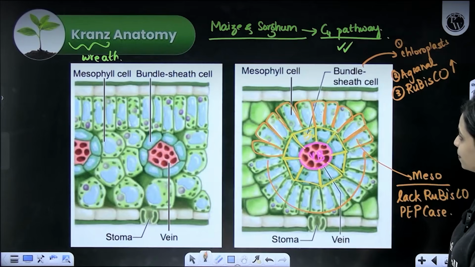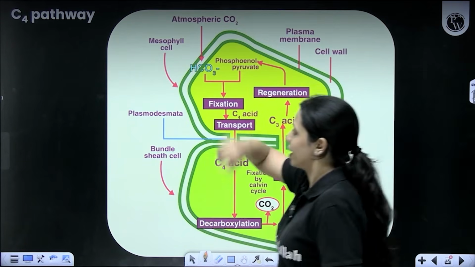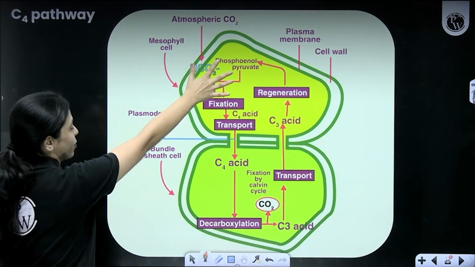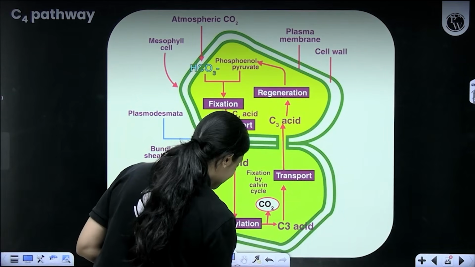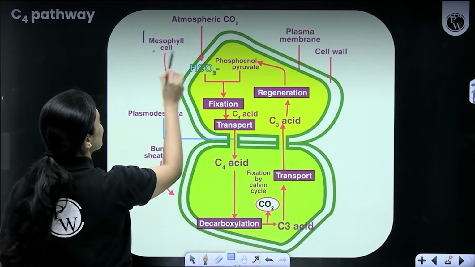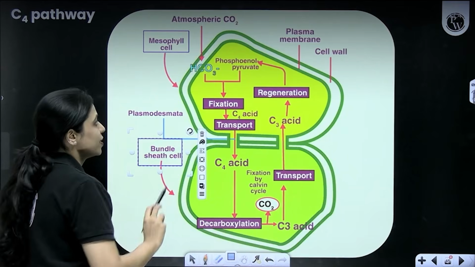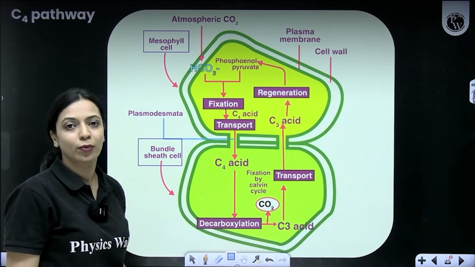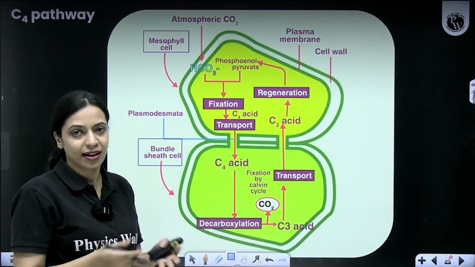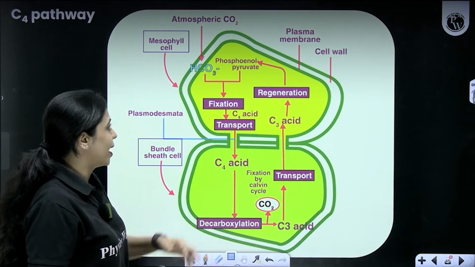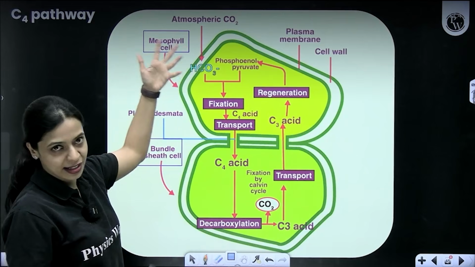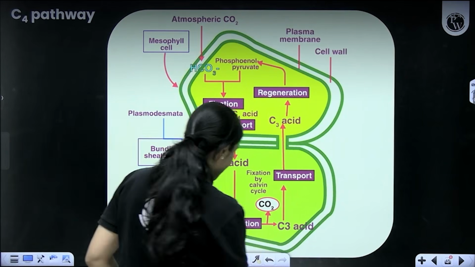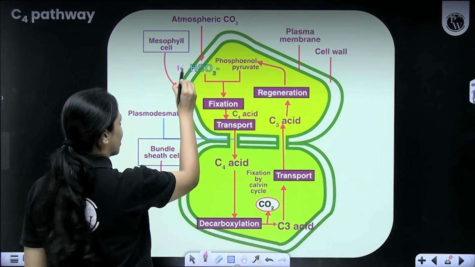So here you can see carbon dioxide present in the atmosphere enters the mesophyll cell first. Here is our mesophyll cell. This is our bundle sheath cell. Just a minute. This is mesophyll and this is bundle sheath. So you can see once carbon dioxide enters the cells, it will combine with water to form carbonic acid, and then it will dissociate, and then you have this bicarbonate ion that contains the carbon dioxide. This is carbon dioxide. Think of this as carbon dioxide. So this carbon dioxide contains one carbon.